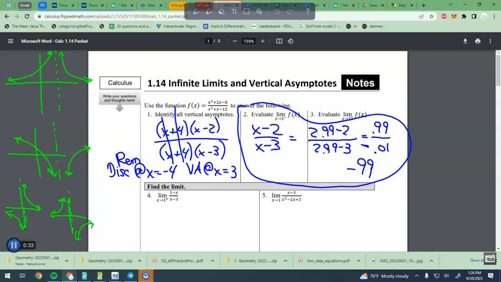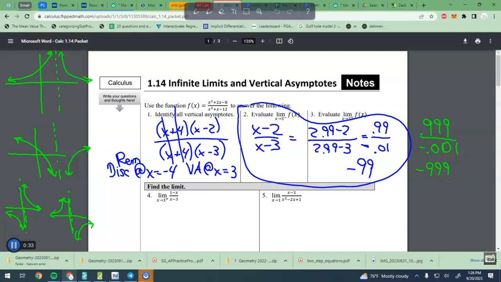So let's make it a little bit closer and see what happens. Let's use 2.999. Well, that would make the top 2.999 minus 2, which would be 0.999. And that would make the bottom negative 0.001. Divide that, and what do you get? Just move the decimal over 3 spots. Negative 999.